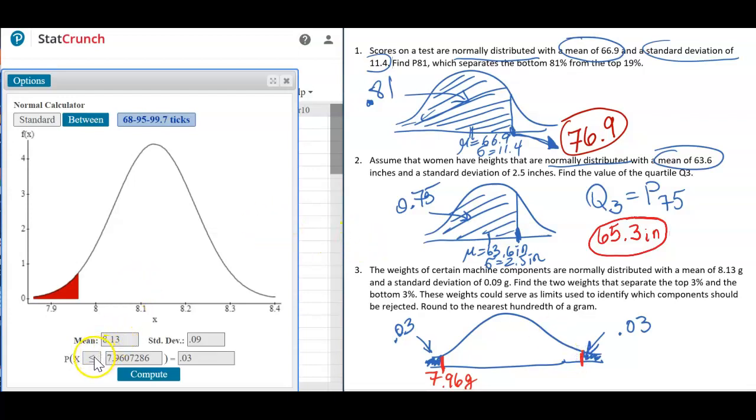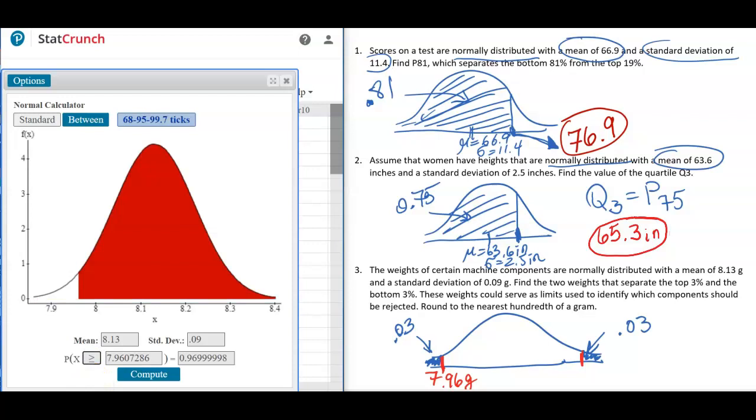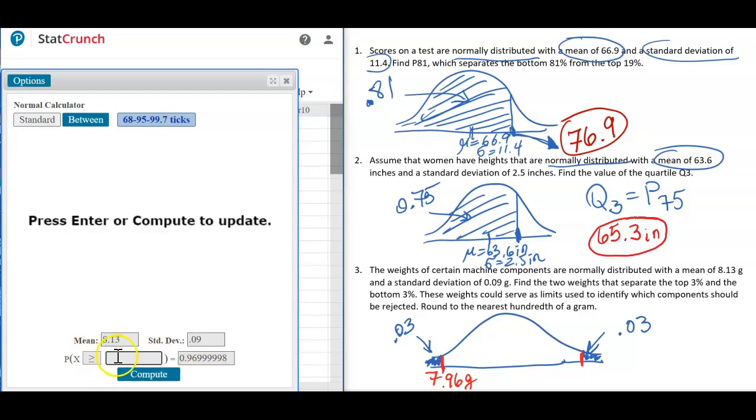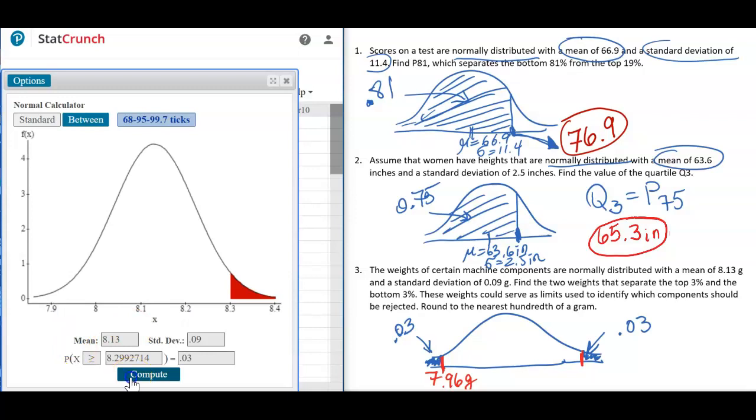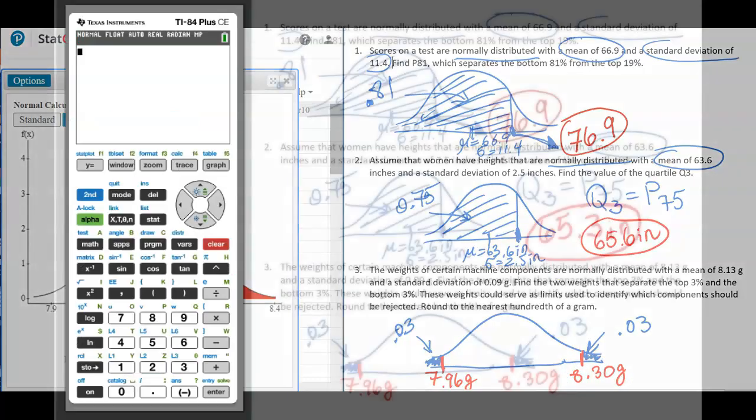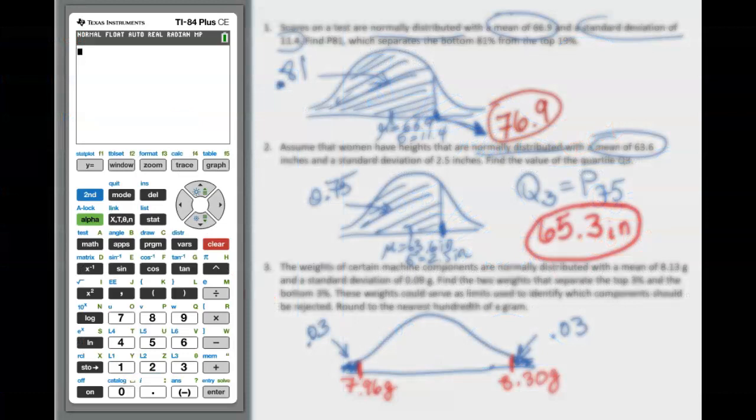Now let's find the value that separates the top 3%. In StatCrunch, we will change the direction of the probability to the right of this z-score. So leave this box empty. Change the area to 0.03. Compute. 8.299 rounded to the second decimal is 8.30 grams.